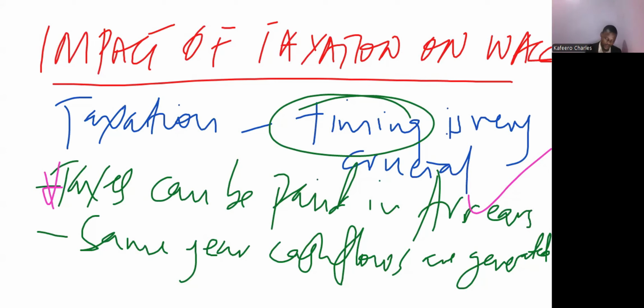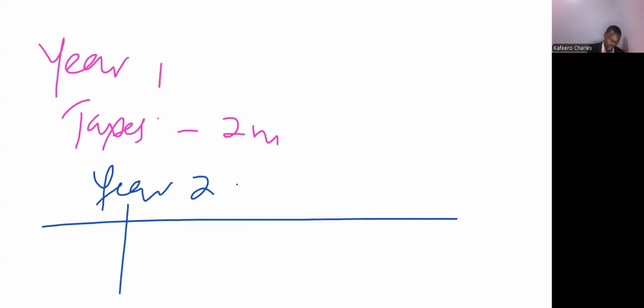So if you have this year, this is year one, the taxes for this year, let's say they are 2 million, if paid in arrears, those taxes are going to be paid in year 2. This is how it is going to look. Let's put the years up here: year 1, year 2, year 3. So these are the taxes.